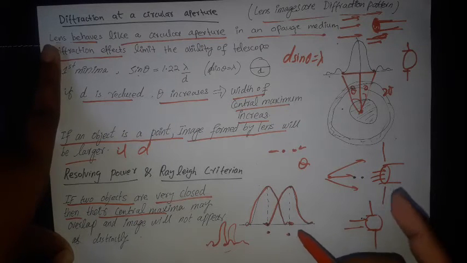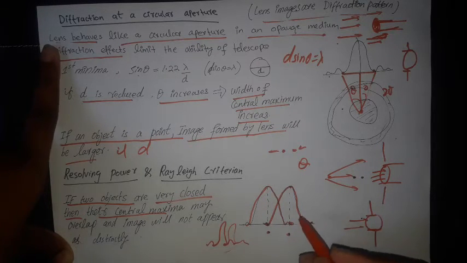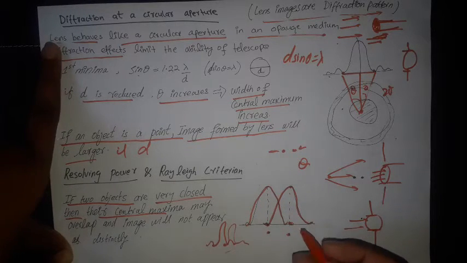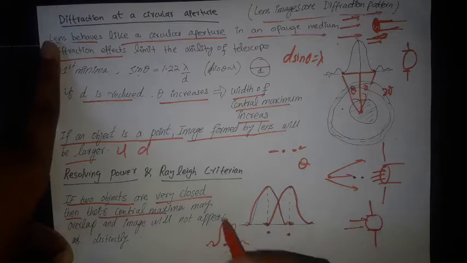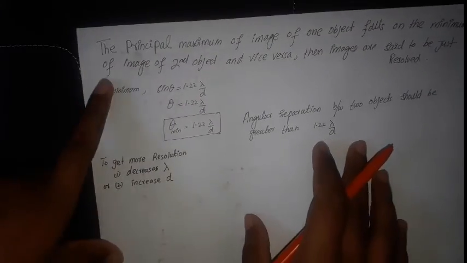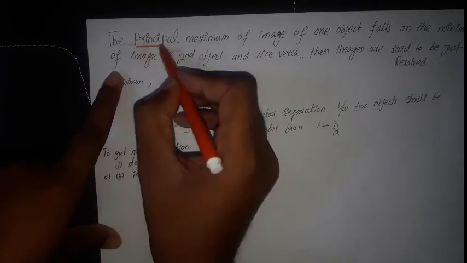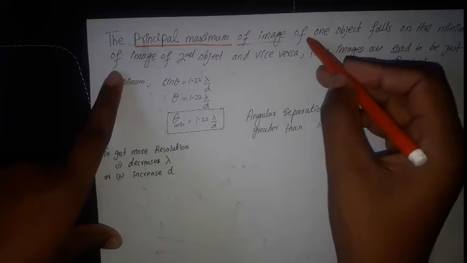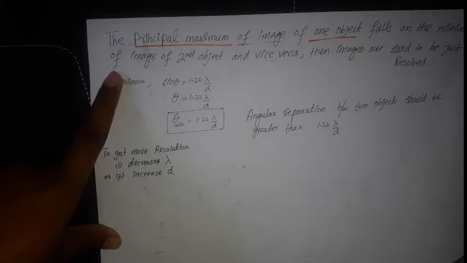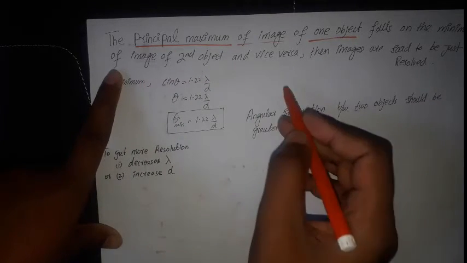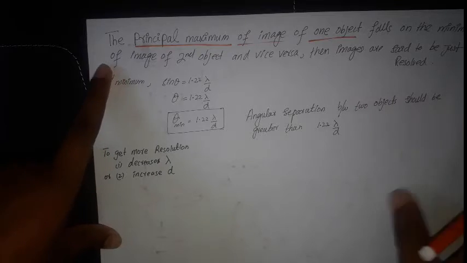So that is basically the limitation or the condition for the resolving power. In order to explain this effect, Rayleigh gave a criterion, and we are going to talk about this. Rayleigh said that if the principal maximum of the image of one object falls on the first minimum of the image of a second object and vice versa, then the images are said to be just resolved.